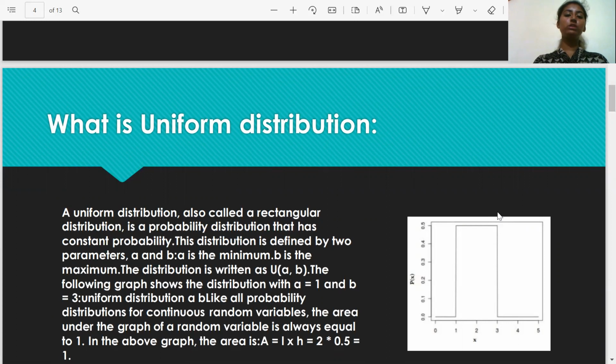The uniform distribution (A, B) is a probability distribution for continuous random variables. The area under the graph of the random variable is equal to 1. In the above graph, the area is length times height equals 2 times 0.5 equals 1.